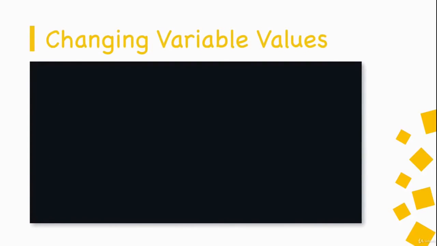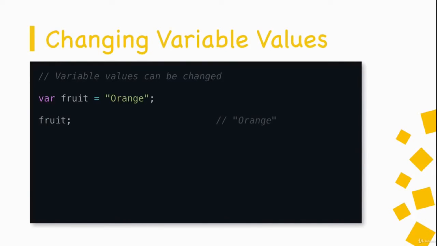Now, variable values can be changed. Once you declare a variable and assign it a value, it's not permanent. You can change the value as many times as you want. So for example, let's have a variable fruit equals the string orange. So we have a variable named fruit which equals the string orange. Now currently, if we type in fruit in order to access the value of this variable, we get the string orange because that's the value we assigned it in the previous statement.